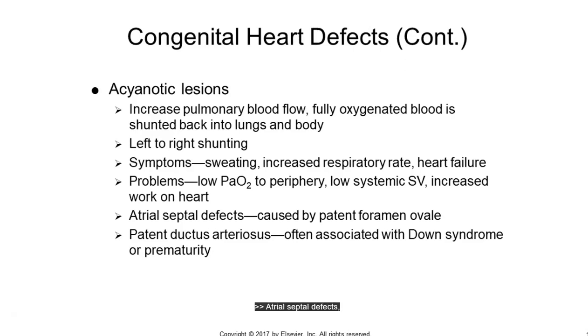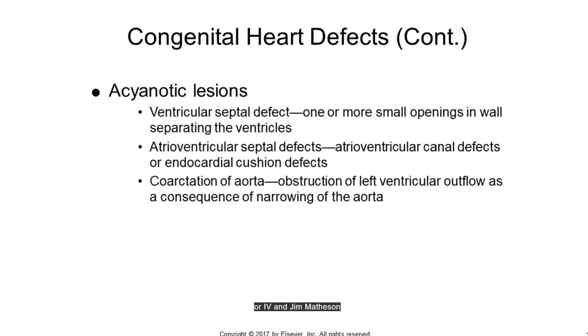Atrial septal defects are most commonly caused by a patent foramen ovale, which usually closes after birth. Without closure, the baby will exhibit a heart murmur and enlarged pulmonary artery. Treatment is surgical correction. A patent ductus arteriosus is often associated with prematurity or Down syndrome. Symptoms include tachycardia, increased respiratory distress, and poor weight gain. Treatment includes surgical closure or IV indomethacin.